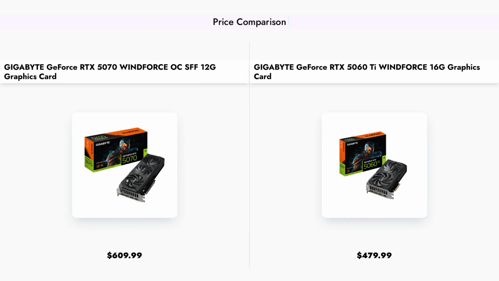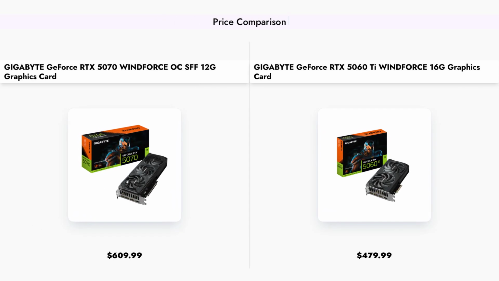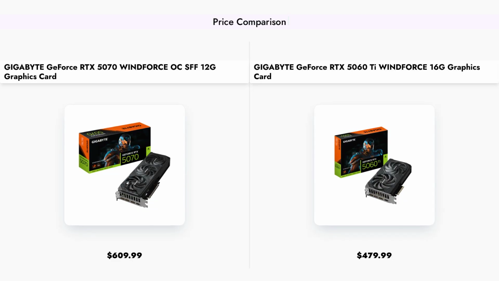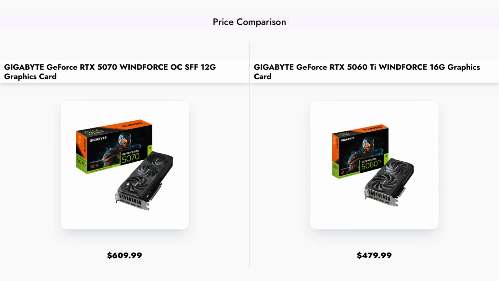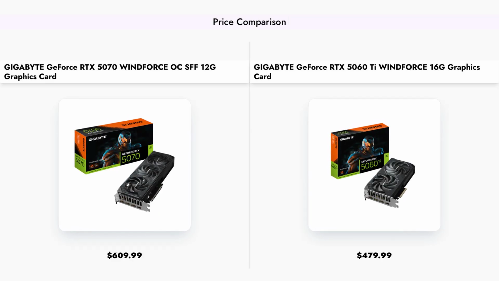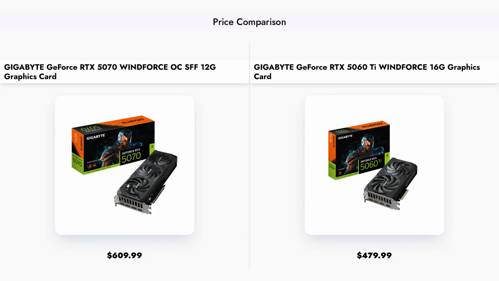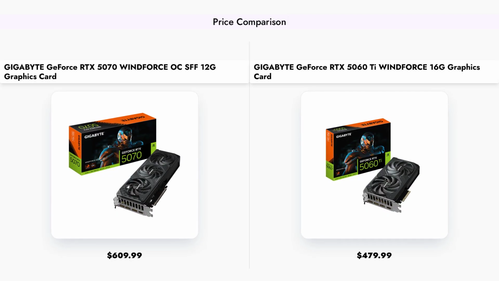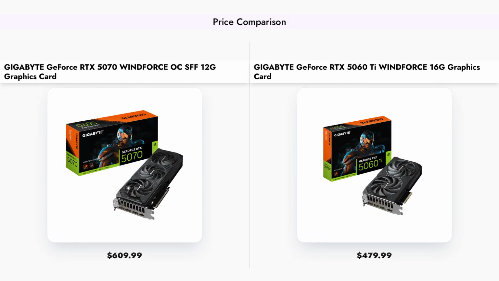Finally, let's talk about pricing. The GIGABYTE GeForce RTX 5070 is priced at $609.99, while the RTX 5060 Ti is more budget-friendly at $479.99. This price difference may influence your decision, especially if you're looking for a balance between performance and cost. Depending on your specific needs and budget, one card may offer better value than the other.